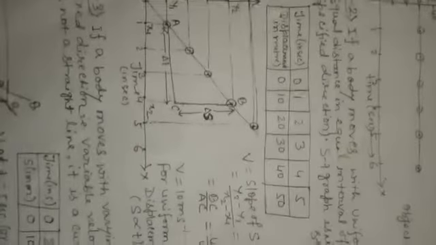Now case number 2: if a body moves with uniform velocity, that is, equal displacement in equal intervals of time, or equal distance in equal intervals of time in a specified direction, in this case the displacement time graph is a straight line inclined to the x-axis. Now you see, we first make a table in which time is mentioned in seconds and displacement in meters. Time we have written as 0, 1, 2, 3, 4, 5. Corresponding displacements are 0, 10, 20, 30, 40, 50.